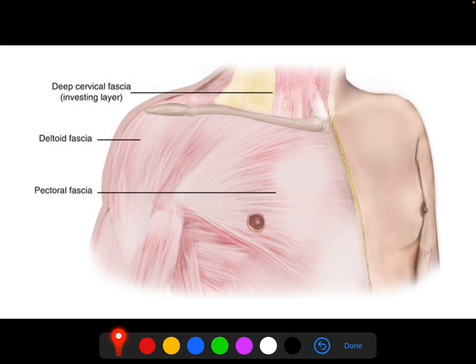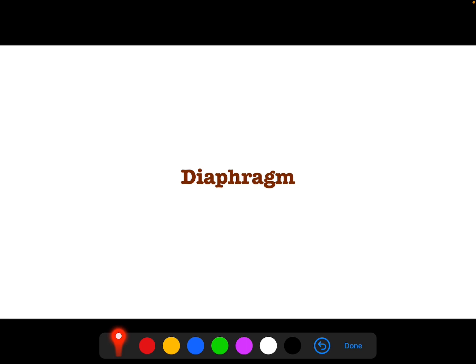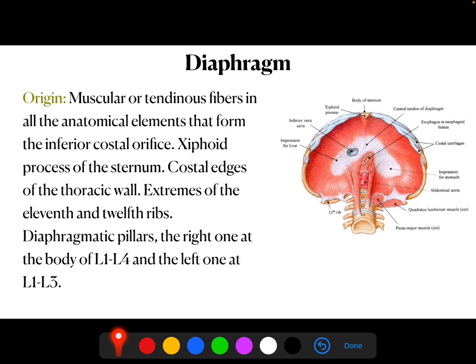As you can see here, this is the deep cervical fascia, this is the deltoid fascia, and this is the pectoral fascia. Now let's move on to the diaphragm. The overall origins of the diaphragm are as follows.